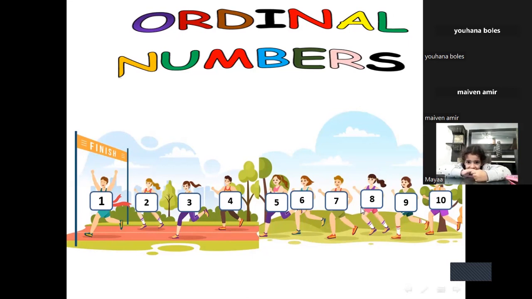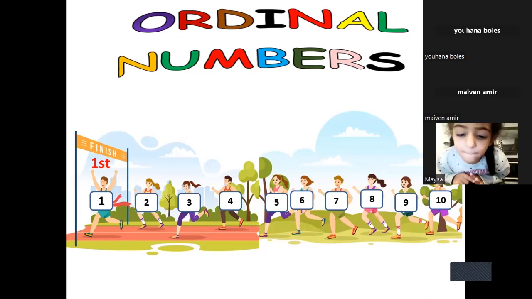And now, when I ask you about the number of this racer, you're gonna answer me, this is number one. But when I ask you, where is number one now? Where is he in this race now? I will answer, he is the first. What does that mean? That means that I will ask you about the position or the place of the racer number one. You're gonna answer me, he is the first, and so on.